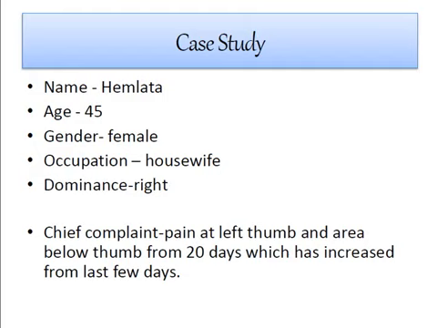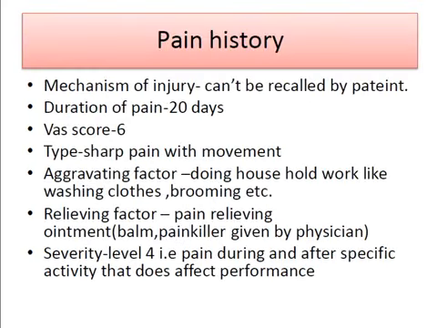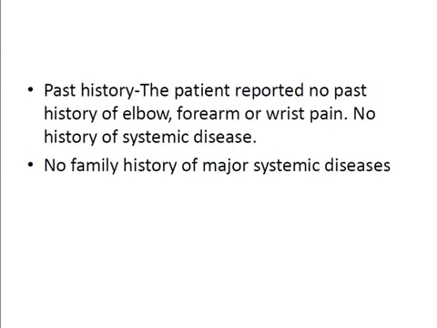This is a case study about a female, 45 years old, housewife, who had De Quervain's in her right hand, and the chief complaint was pain at the left thumb and area below the thumb for 20 days. So we had De Quervain's disease for at least 20 days. VAS was 6 with sharp pain. Activities like washing, brooming, cleaning utensils aggravated the pain, and pain ointments and painkillers were used to relieve the pain. So we all knew that the past history and everything pointed towards De Quervain's disease.